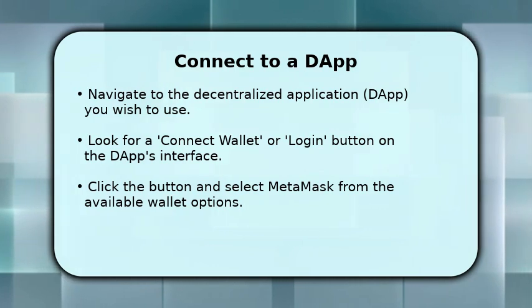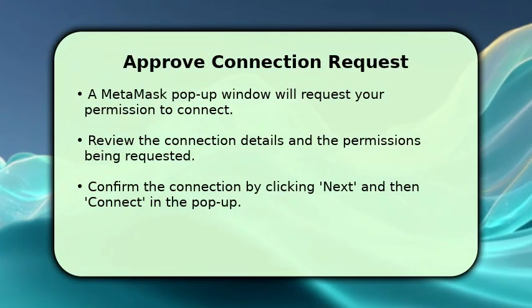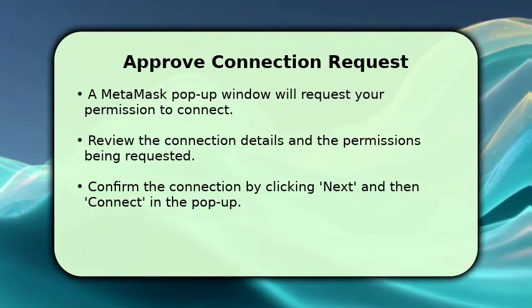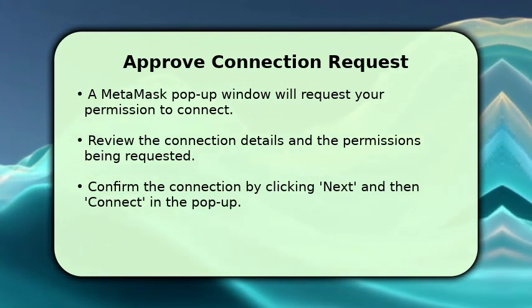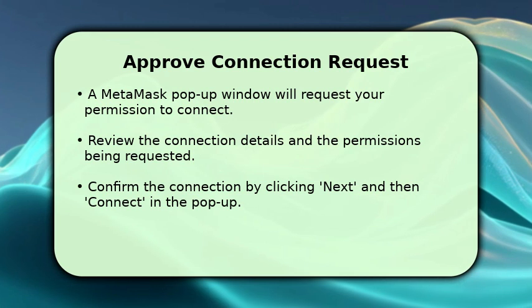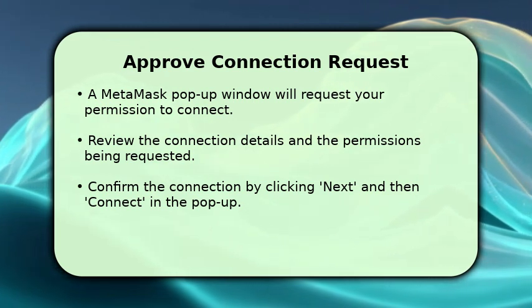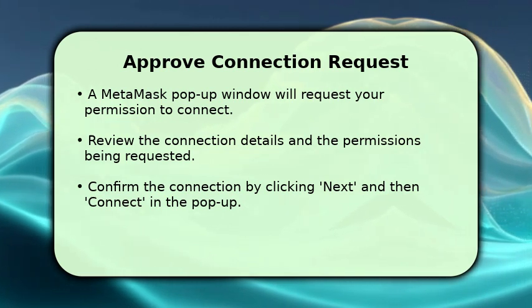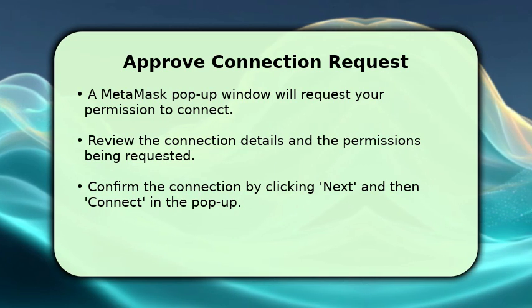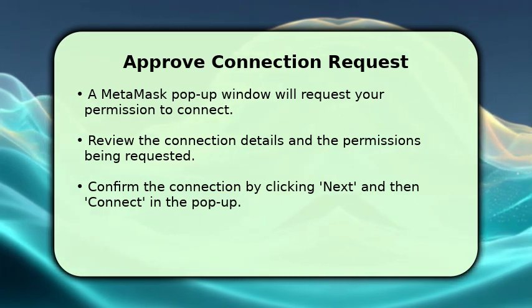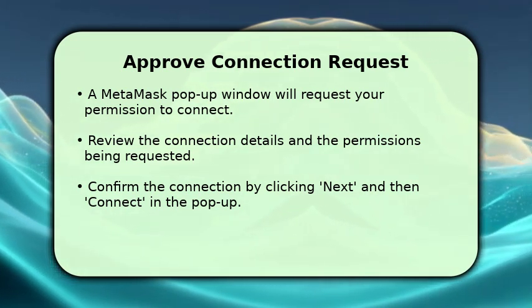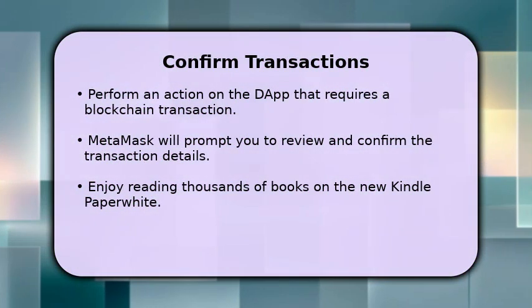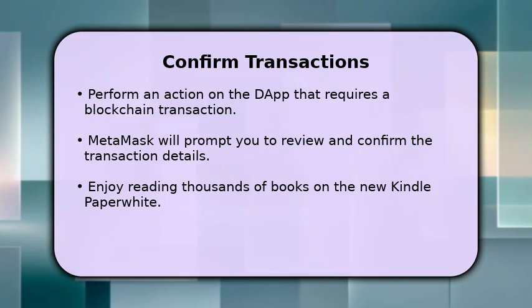Select MetaMask to proceed. Once you select MetaMask, a pop-up window from the extension will appear, asking for your permission to connect. This pop-up will show you which account the DApp wants to connect to and any specific permissions it's requesting. Always take a moment to review these details carefully. If everything looks correct, click the Next button and then confirm by clicking Connect to establish the link between your wallet and the DApp. With your wallet connected, you can now interact with the DApp.